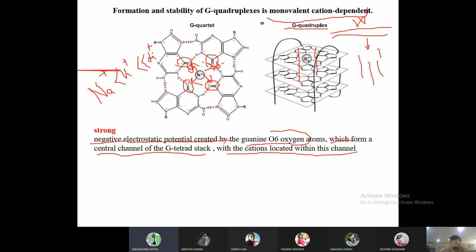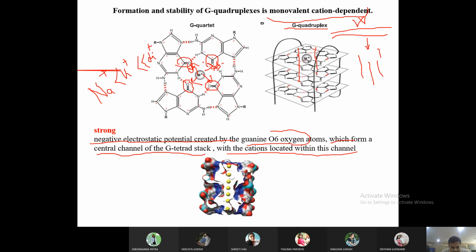Yes, sir. Okay. So as we have told you, if you take a cross section, there are 8 G quadruplexes there. In the center, this blue thing is the O6 oxygen atoms. So the oxygens interact with this metal ion. The metal ion almost floats inside.